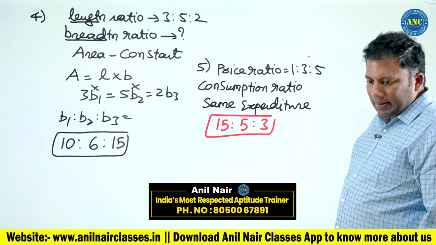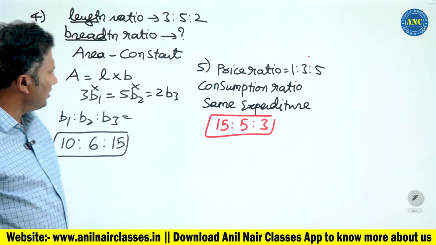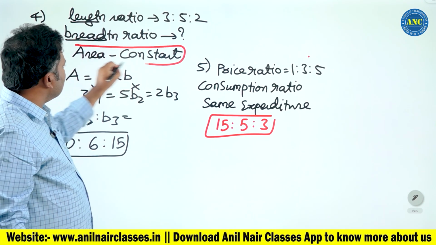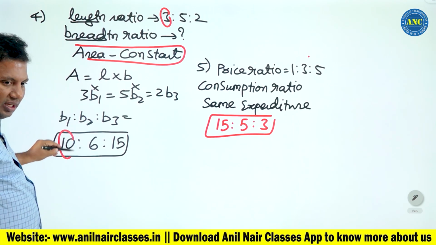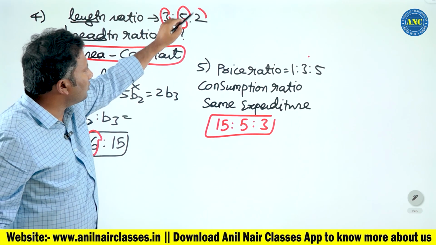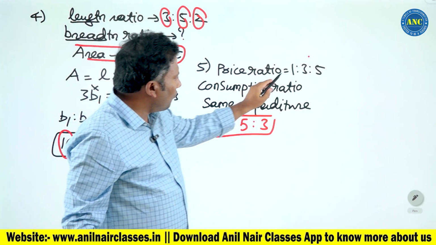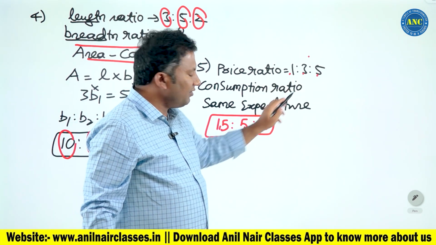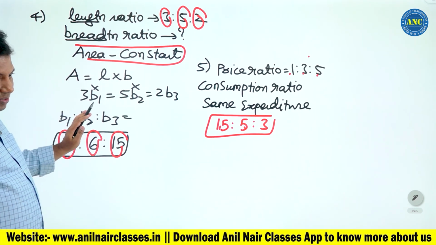Now, is it clear? If you just go by the answer options, you can also solve. What is given here? The area is the same. Area is length into breadth. 3 into 10, 30. 5 into 6 also 30. 2 into 15 also 30. Here also, 1 into 15, 15. 3 into 5, 15. 5 into 3, 15. It should be the same. First concept clear?